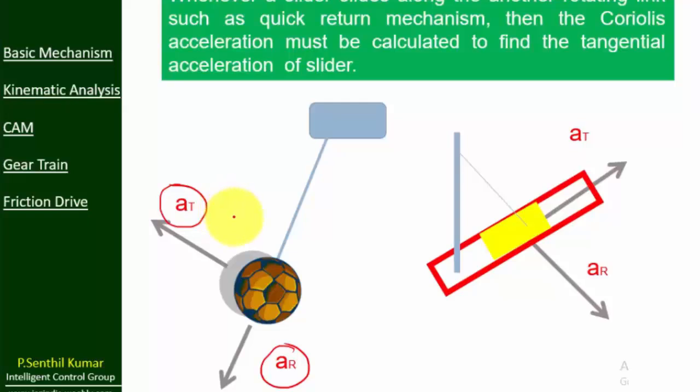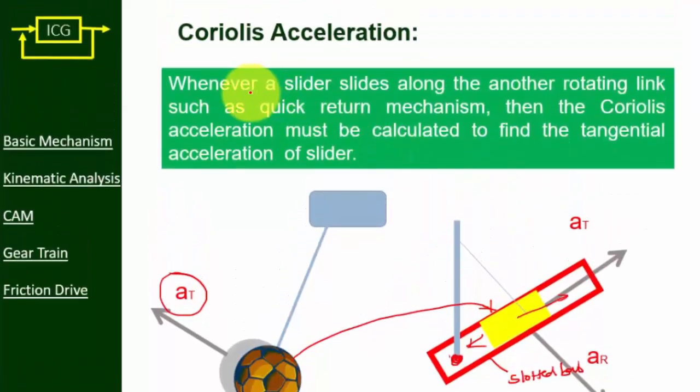But there are some cases in which the object, so here consider this ball as a slider, rotates about this point. At the same time, the slider will slide inside this slotted bar. So this is the slotted bar. In that case, we need to consider the Coriolis component of acceleration. Whenever a slider slides along another rotating link, such as in a quick return mechanism, the Coriolis acceleration must be calculated to find the tangential acceleration.